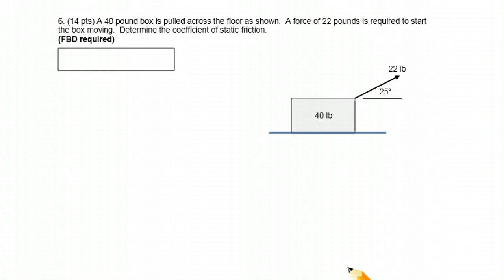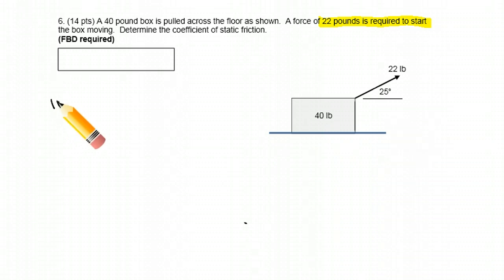So obviously we're dealing with a friction problem here. Also the angled force and the weight of the box. Probably the key thing to see here is "22 pounds required to start." That's saying this angled force needs to be 22 pounds to overcome static friction. So this is our impending motion case.